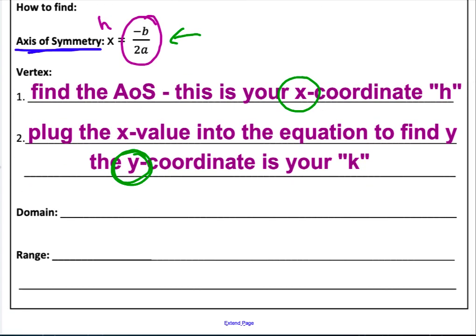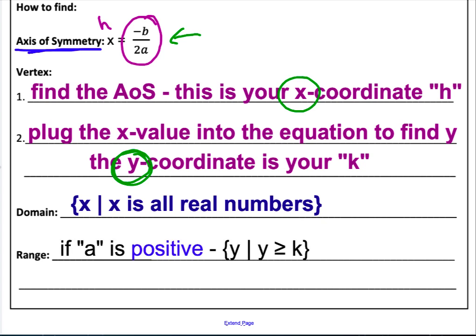For our domain in this type of equation, it's still going to be all real numbers. That's not going to change. Our range: if our a value is positive, that means it's opening up. Our range is going to be y such that y is greater than or equal to that k value, that y coordinate of our vertex.